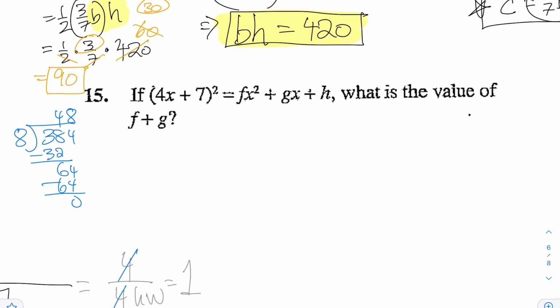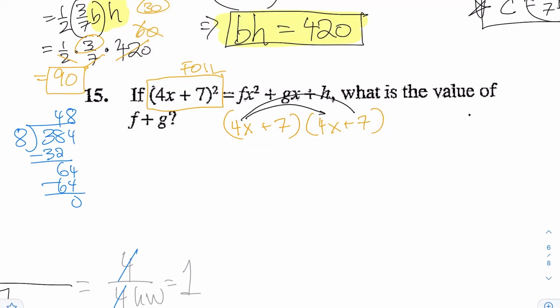All right, next we're on number 15. If (4x plus 7) squared is equal to fx squared plus gx plus h, what's the value of f plus g? So here you have to expand or FOIL the left side. So when you FOIL, you're just doing the distributive property 2 times. So it helps you write everything out. And then do first, then outer.